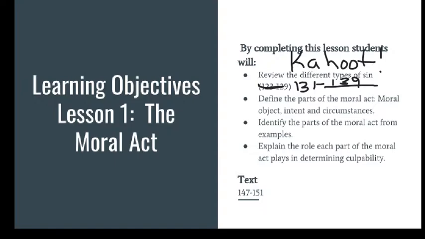But for this lesson, we are going to define the parts of the moral act, the moral object, the intent, and the circumstances. Identify the parts of the moral act from examples. And you will be given an assignment where you will apply the definitions that you know to examples. And then finally, explain the role each part of the moral act plays in determining culpability. If you don't know what culpability means, it means responsibility. So you're going to be able to explain what is the role of intention, circumstance, and the moral object itself. What role does each of those factors play in determining the degree to which one is responsible for what they've done?